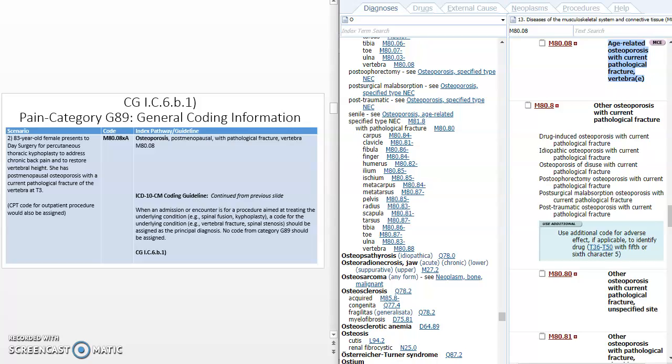In this situation, it is day surgery, so the procedure for the kyphoplasty would be coded in CPT.